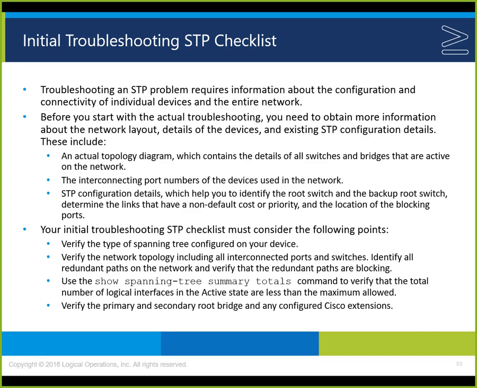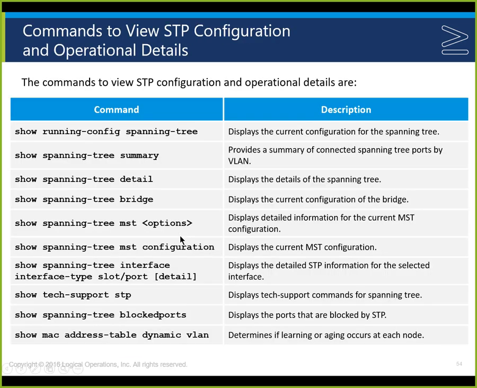Verify the primary and secondary root bridge and any configured Cisco extensions. The primary bridge and the secondary bridge. The secondary bridge is going to take over if the primary fails, and they do call them bridges, root bridge, even though we are using switches. Show the show running config spanning tree.